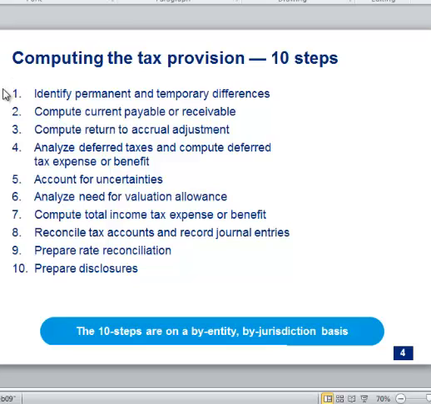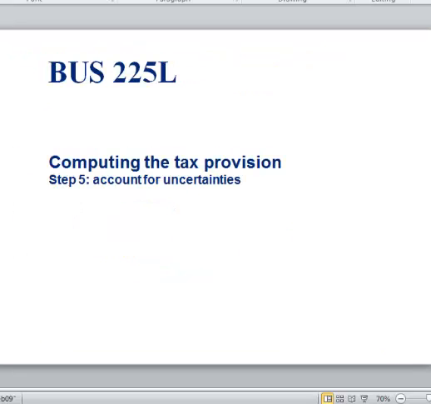Okay? So we're going to work a lot on deferred taxes today, and we're also going to introduce the concept of state taxes separate from federal taxes. So we'll get kind of the multi-jurisdictional thing in the problems that we do. Okay?